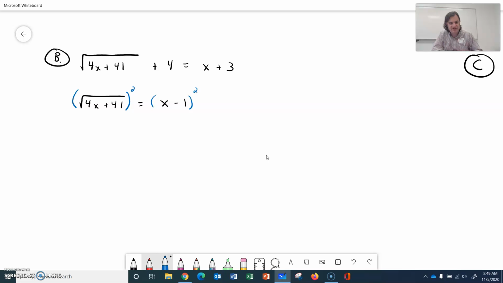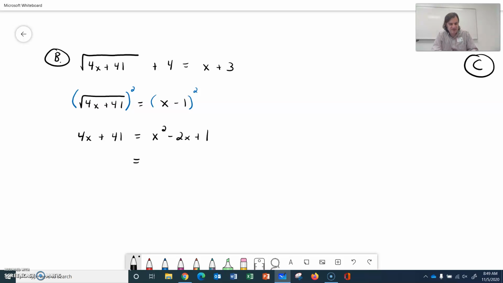And in doing so, we'll get rid of the root on the left. I said get rid of it, so let's get rid of it. So we'll have 4x plus 41 on the left. Again, we'll have a FOIL on the right, so x squared minus 2x plus 1. So again, we're in the quadratic area.